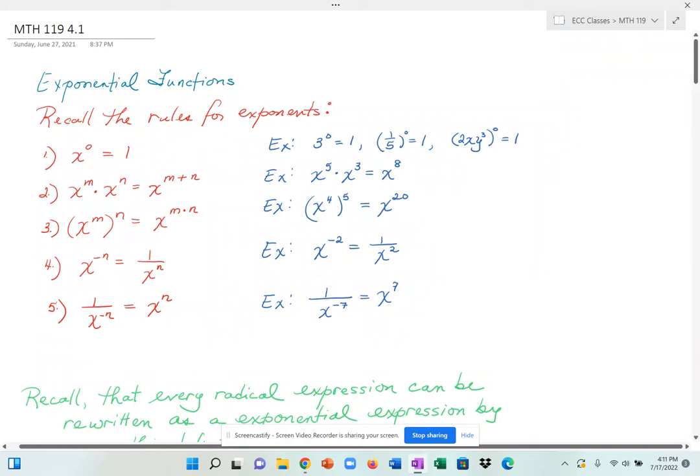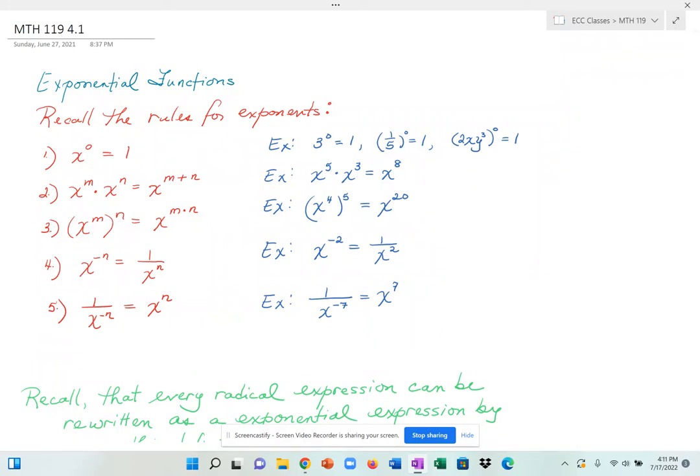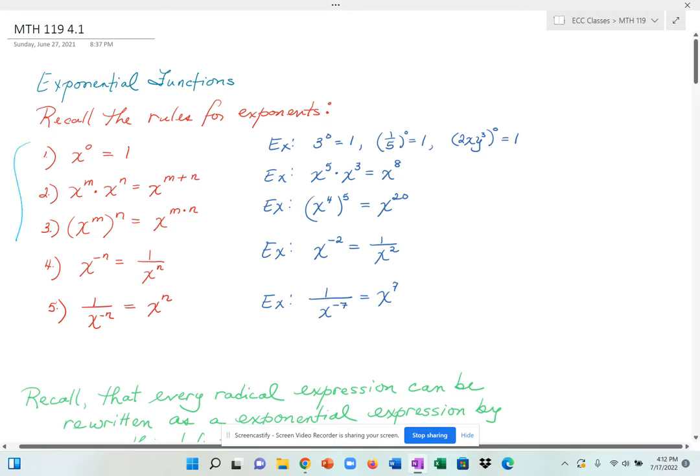Hi, this lesson is about exponential functions. But before we talk about exponential functions, we're going to review some of the rules for exponents. So the rules are here on the left-hand side, and there'll be an example or two on the right-hand side.